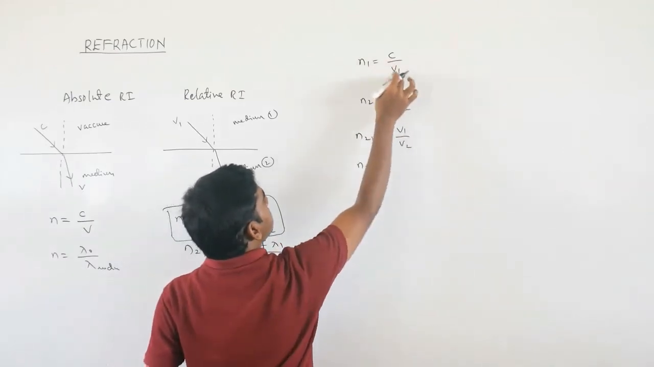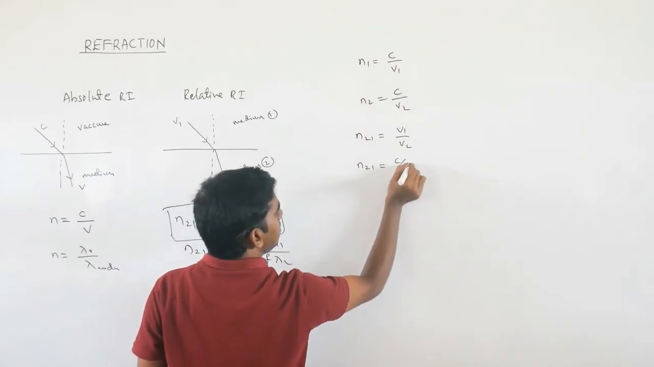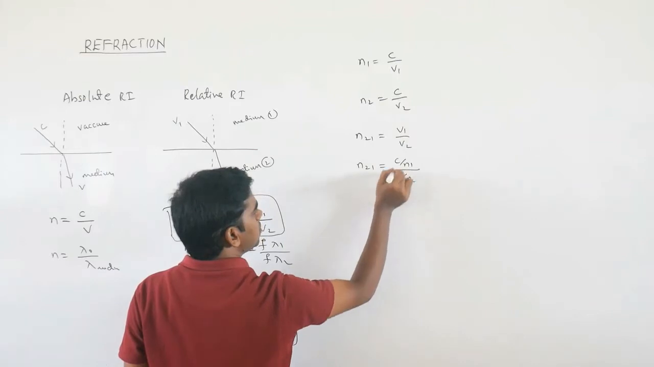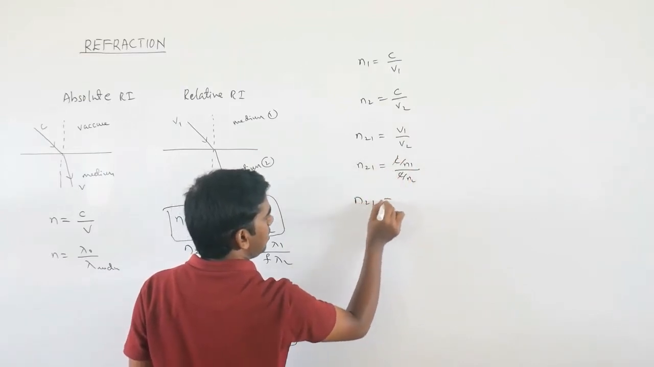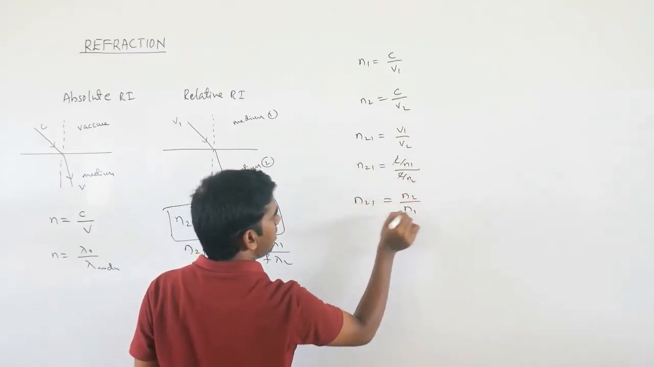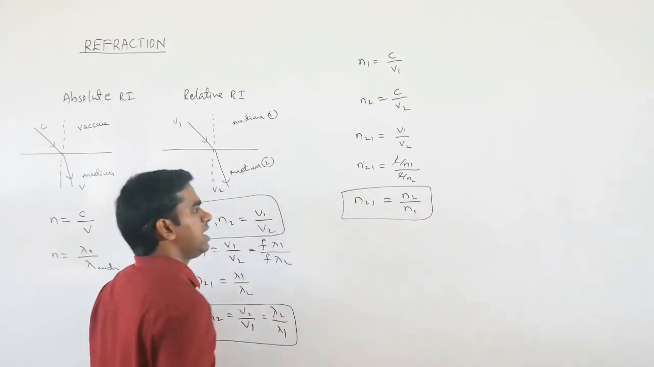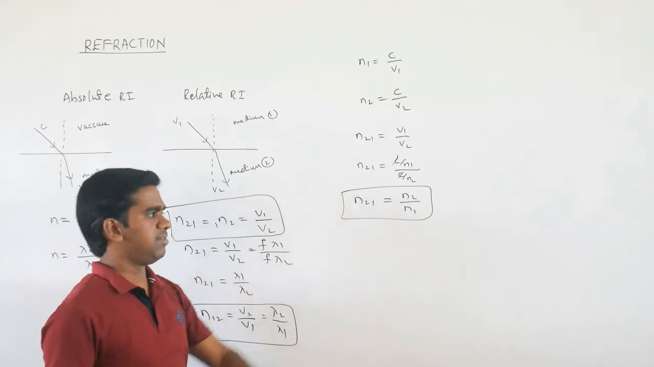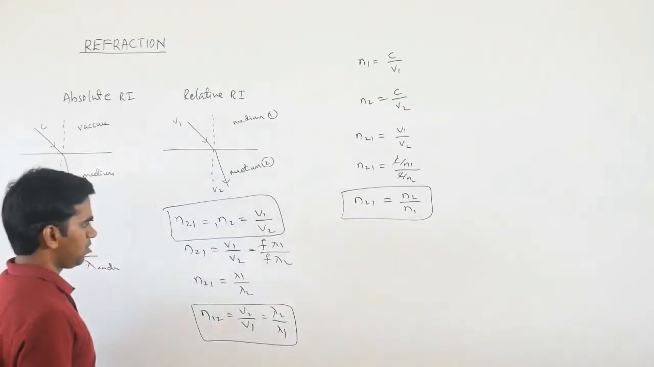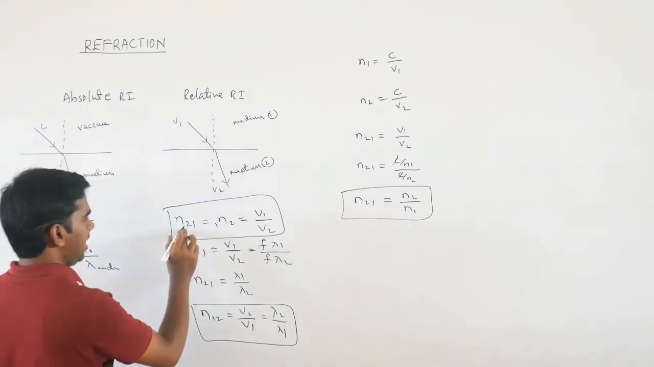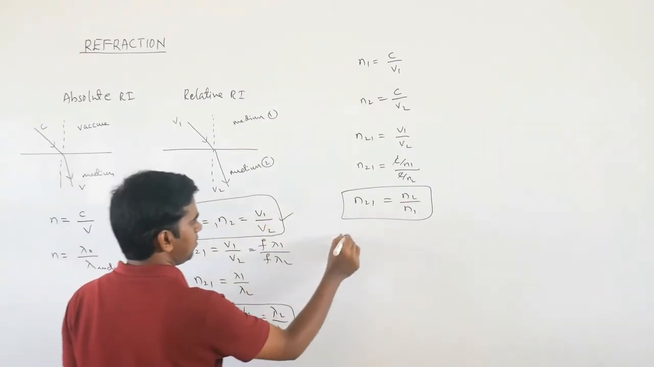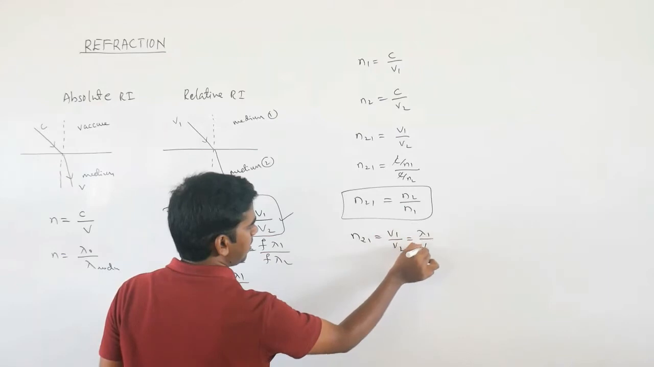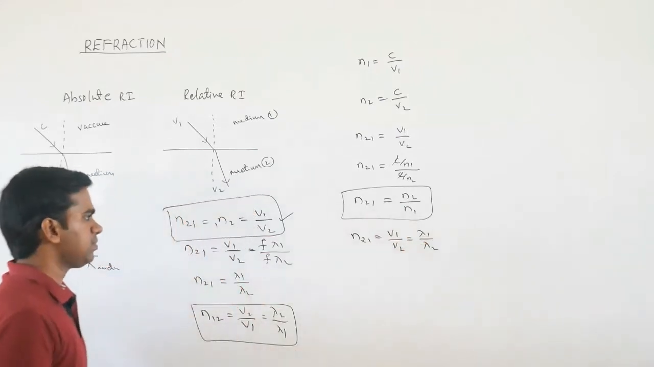v1 you can write as c by n1, and v2 you can write as c by n2. So c will get cancelled. So n21 is equal to n2 divided by n1. So this is the relation between absolute refractive index and relative refractive index. Moreover, we have to remember this one: n21 equals v1 by v2 or lambda 1 by lambda 2.